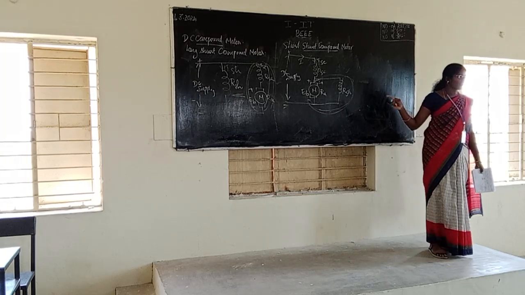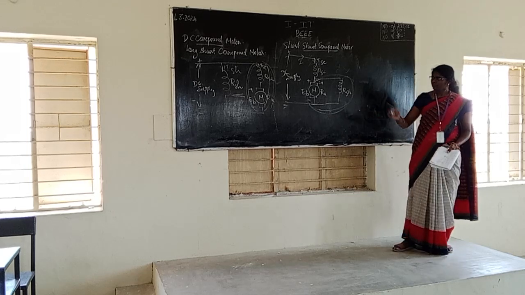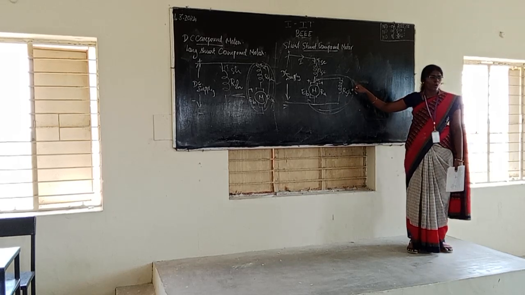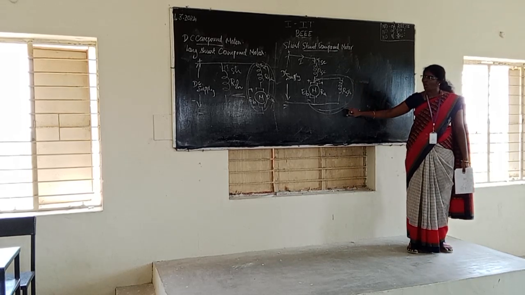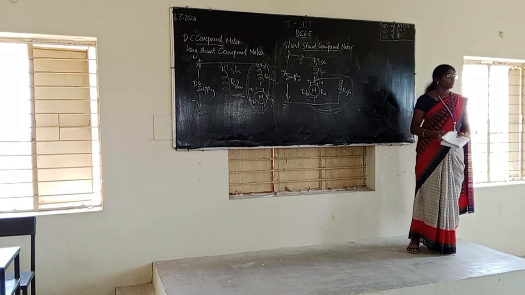Am I confusing you or are you clear? Yes. Okay, draw this. If you want to make it clear, just make a dotted circle over there like this, so you can define it clearly.